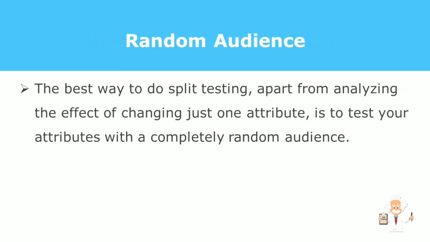Random audience. If only your JV list sees video thumbnail A and only your buyer's list sees video thumbnail B, can you straight away use thumbnail A if it wins in an A/B split test? You can, but it won't be effective since different groups react differently. The best way to do split testing, apart from analyzing the effect of changing just one attribute, is to test your attributes with a completely random audience.